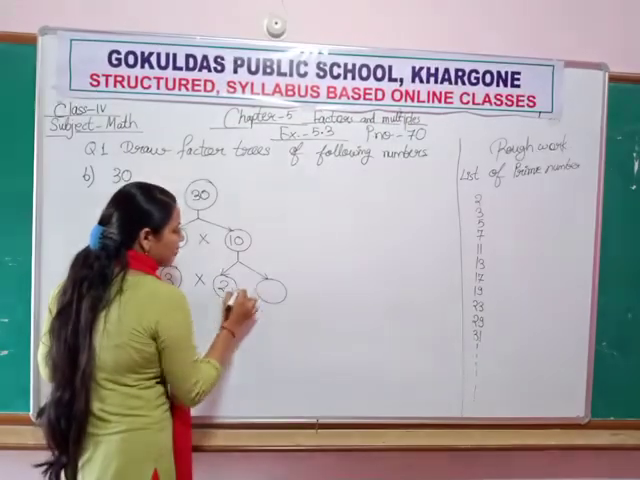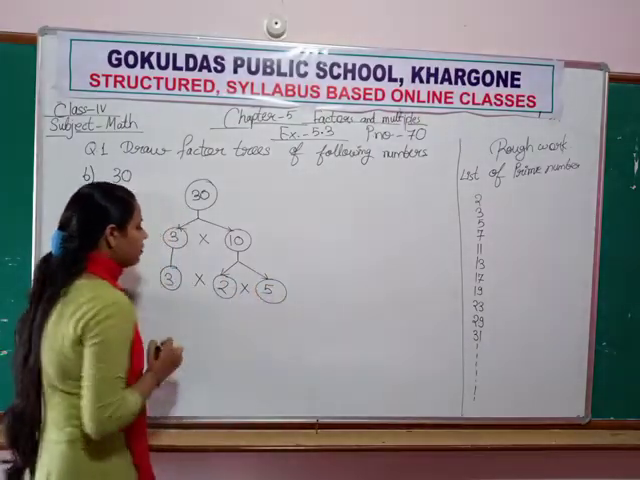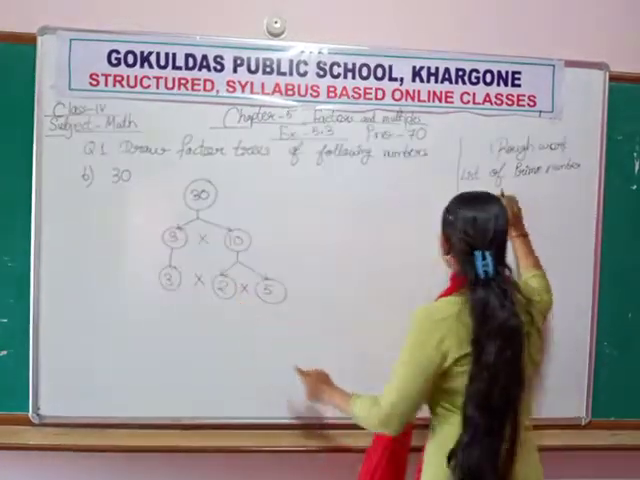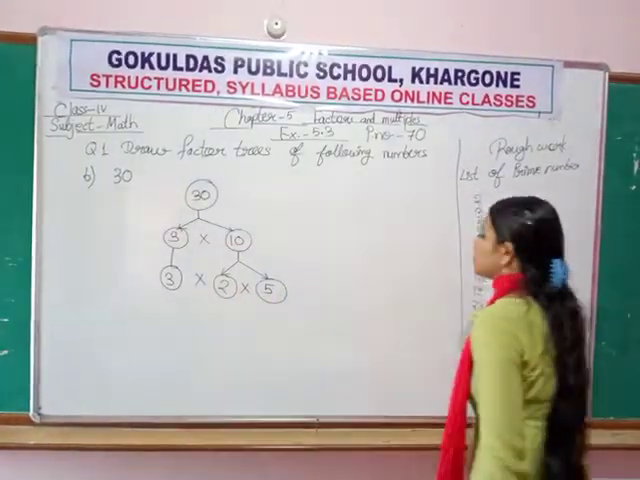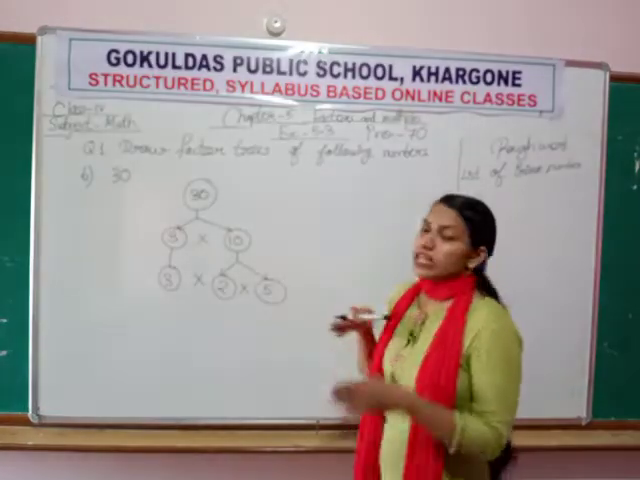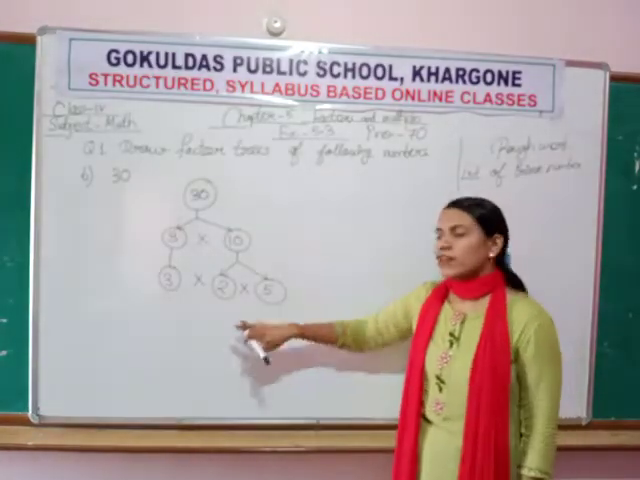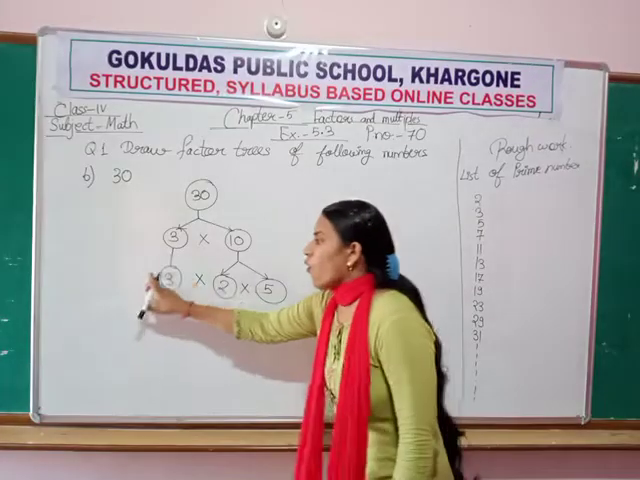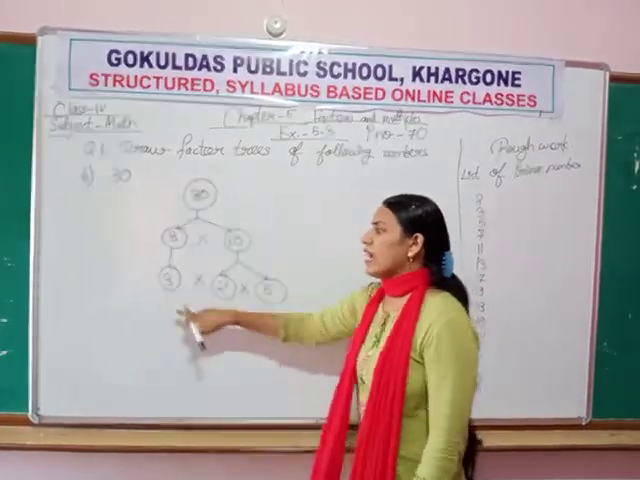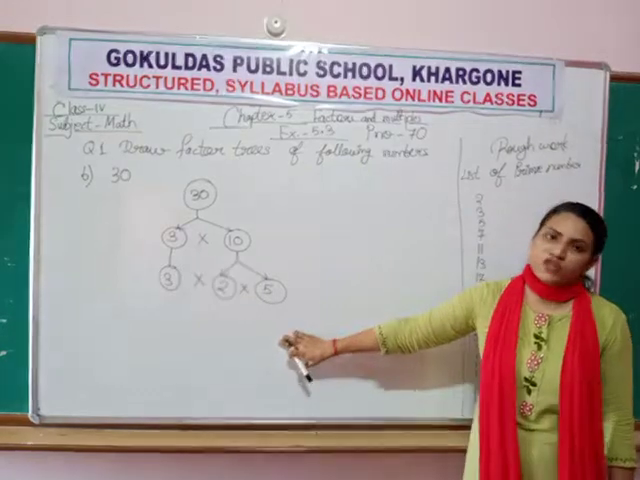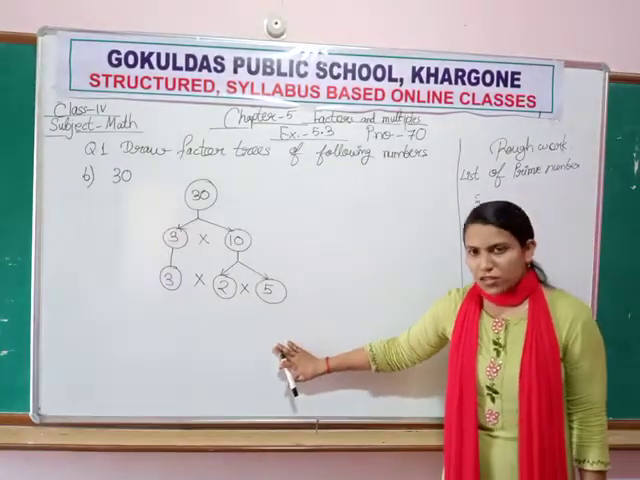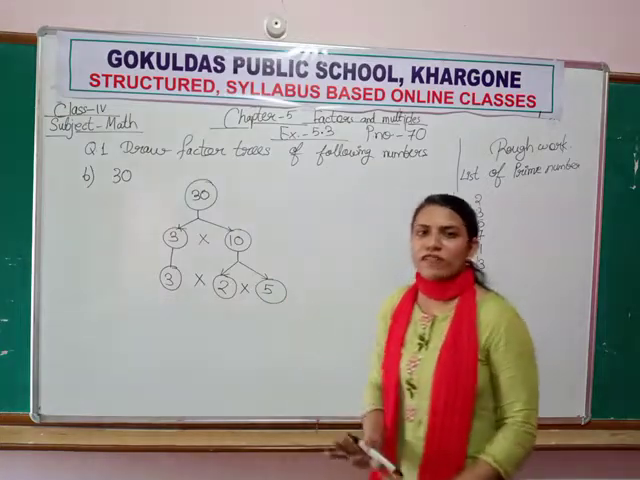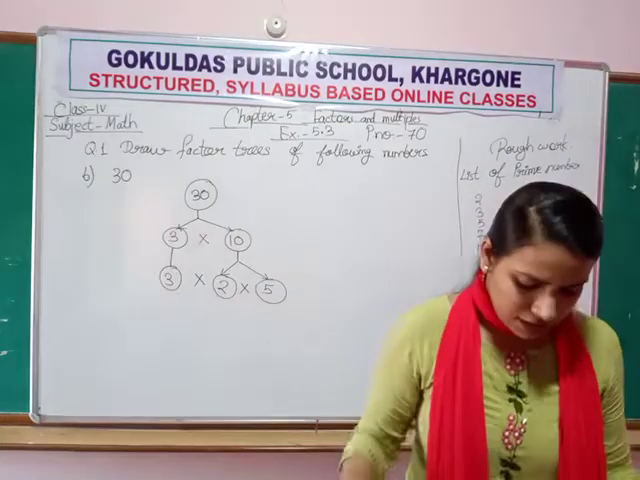We can get 10 by 2 into 5. Now number 3 is a prime number. Number 2 is a prime number. Number 5 is a prime number. So we will stop our splitting process here. Where will we stop? If we get all the prime numbers at the end of the tree, then we will stop splitting the tree. Okay? 3, 2 and 5, all these are prime numbers. So now we will stop splitting the tree.